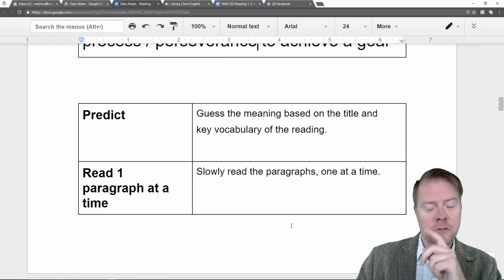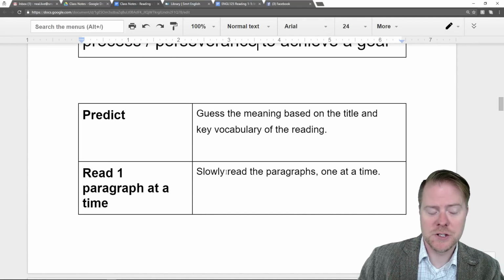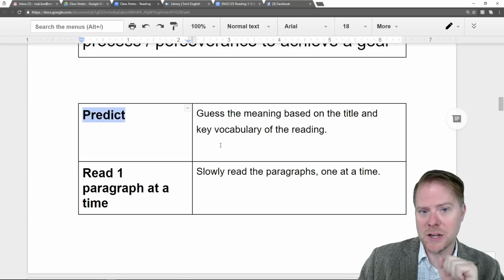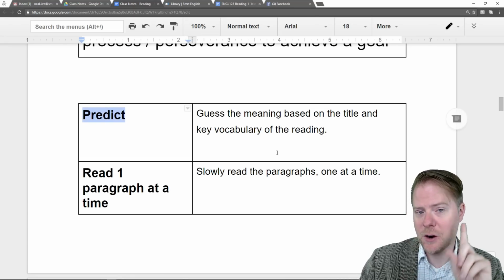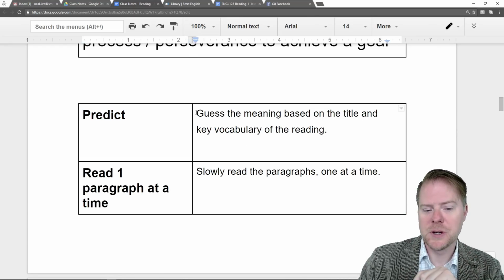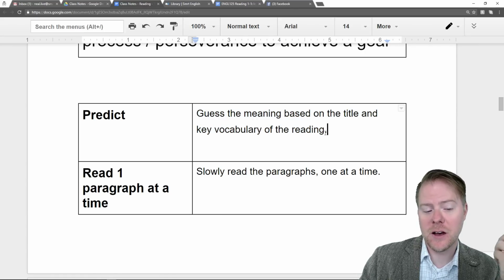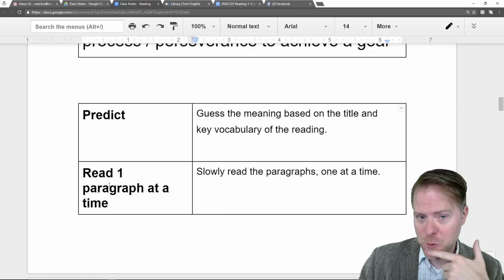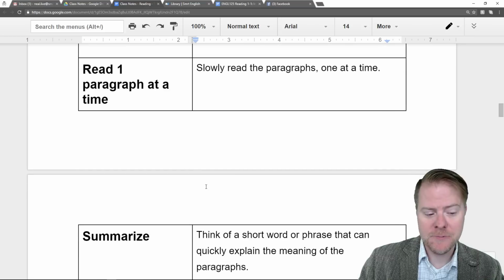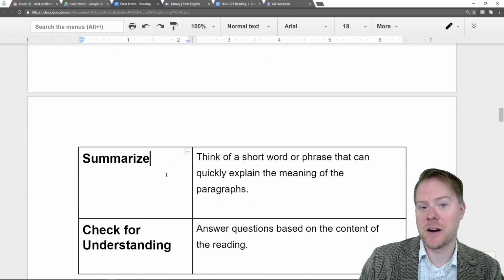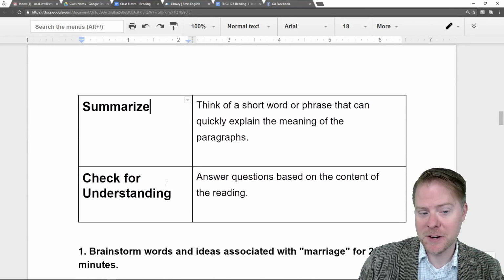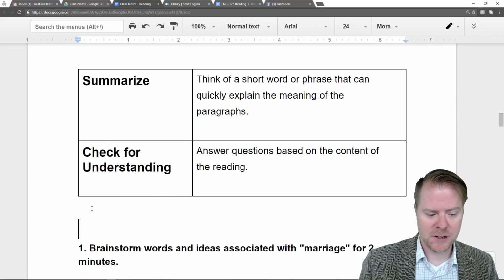We're going to follow 4 steps towards this reading. The first one is we're going to predict, and that's the stage we're in now. We're in stage 1. We're going to predict, and predict just means we're going to guess the meaning based on the title and key vocabulary of the reading. Then we'll read one paragraph at a time slowly. We'll summarize the paragraphs one at a time, and we'll check for understanding. But we're still in the predict stage.